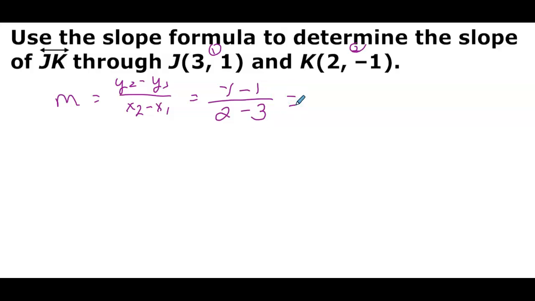Negative 1 minus 1 is negative 2. And 2 minus 3 is negative 1. Now remember, a negative over a negative is a positive. So this becomes a positive 2 over 1, or 2. This line has a slope of 2. That's a positive slope of 2.